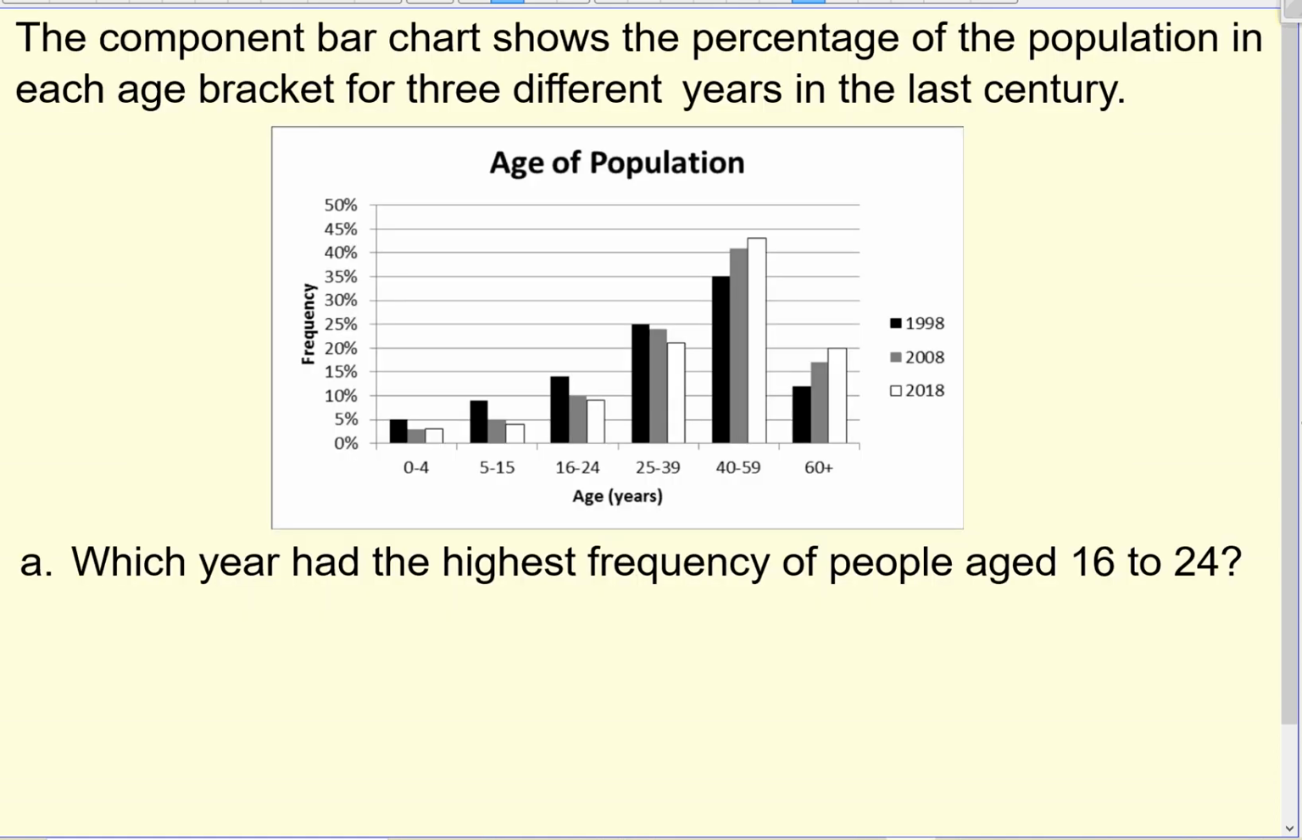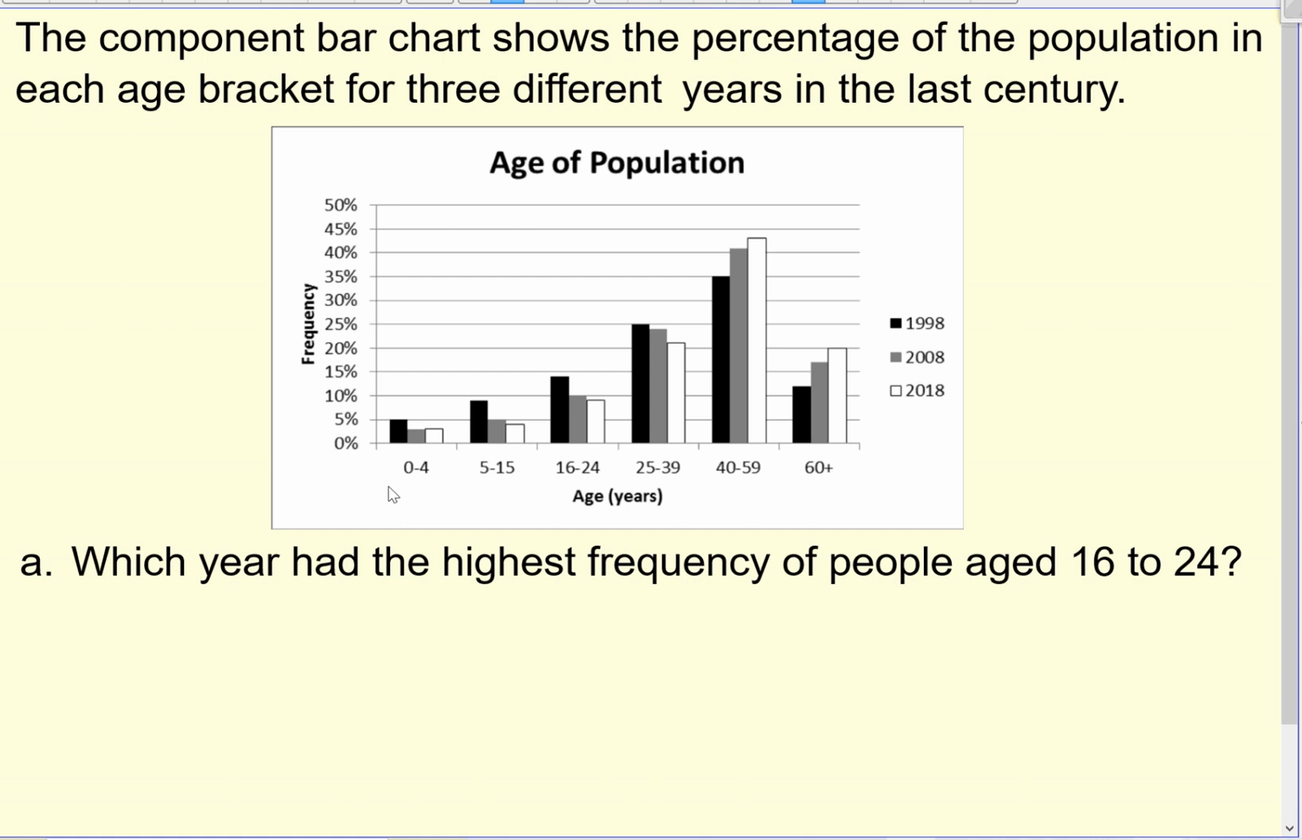So for my first example, we've got a composite or component bar chart here. It's made up of 3 different components. So rather than just see one bar in each section, so from 0 to 4, 5 to 15, etc., we can actually see 3 different colored bars in each section. And that's because each of the different colors represents a different year, and it allows us to do better data analysis. It allows us to compare. So this isn't just about reading a bar chart. It's also about interpreting it and asking ourselves, what does this information actually tell us?